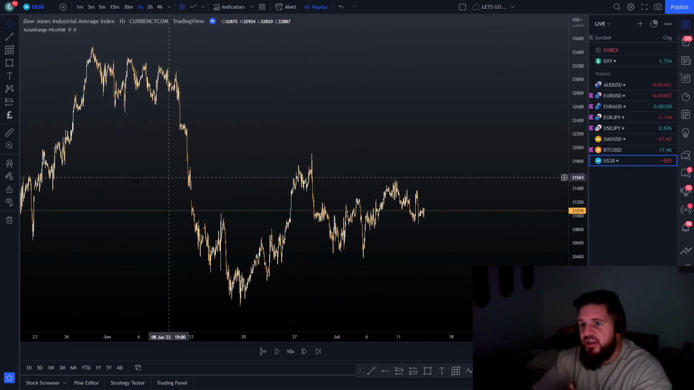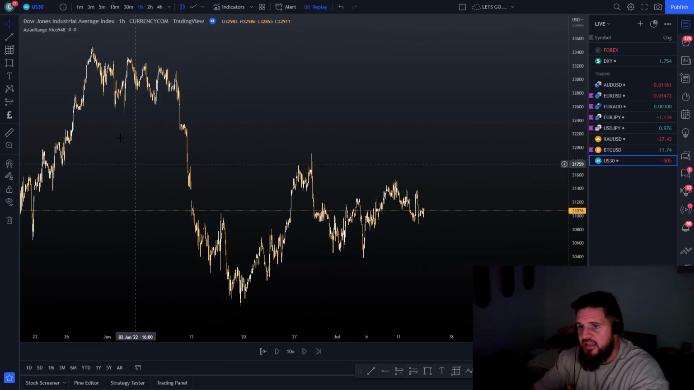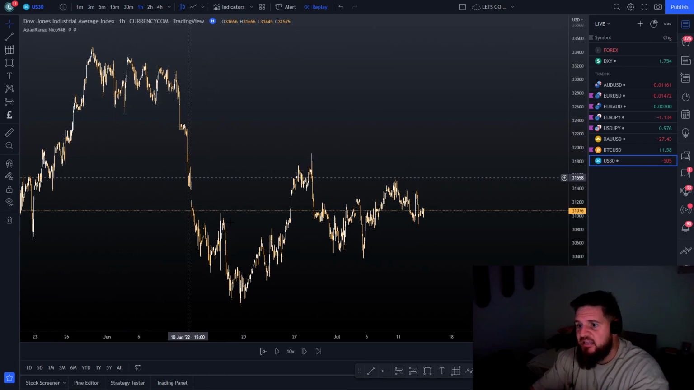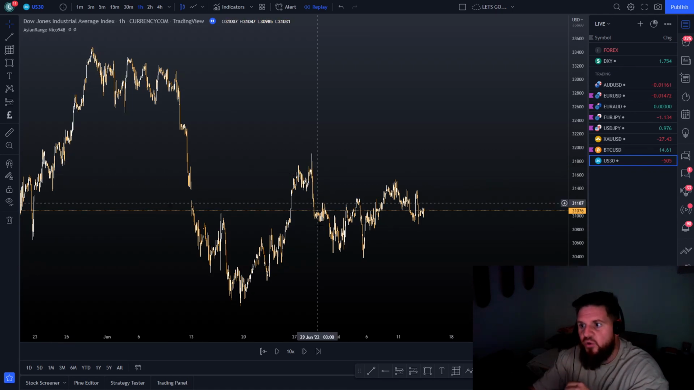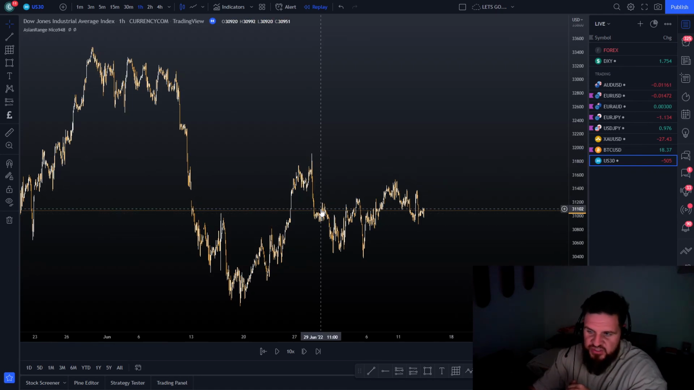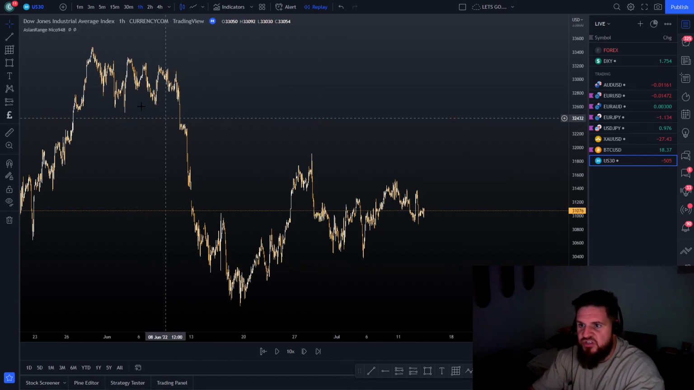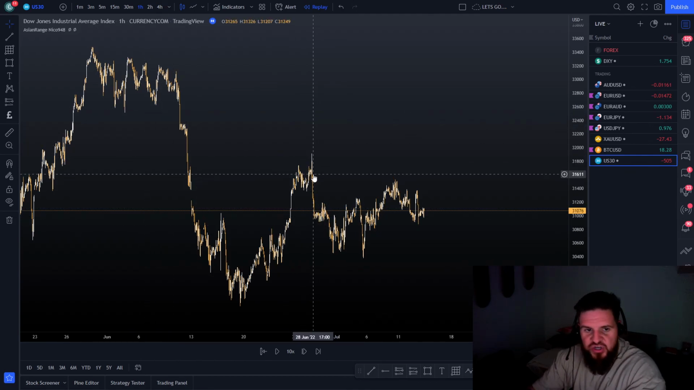I want a major breaker structure to push down like this, and that gives us a major breaker structure here. And then when I'm looking for a position, maybe somewhere in here, I'm waiting for a breaker structure on the 15-minute also pushing down, or a 5-minute also pushing down. Once I've got major breaker structure to the left and a breaker structure on the 15-minute, then I'm happy to trade.